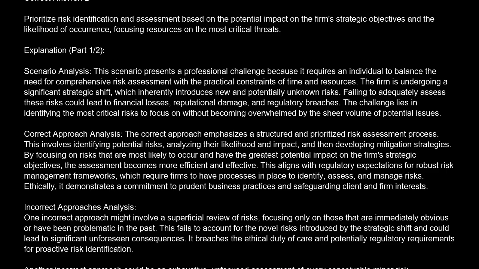Incorrect approaches analysis. One incorrect approach might involve a superficial review of risks, focusing only on those that are immediately obvious or have been problematic in the past. This fails to account for the novel risks introduced by the strategic shift and could lead to significant unforeseen consequences. It breaches the ethical duty of care and potentially regulatory requirements for proactive risk identification.